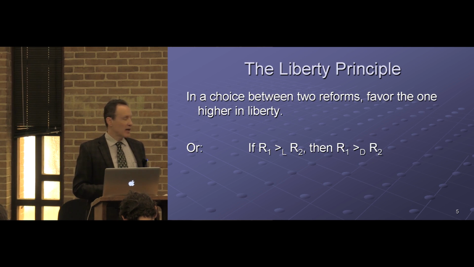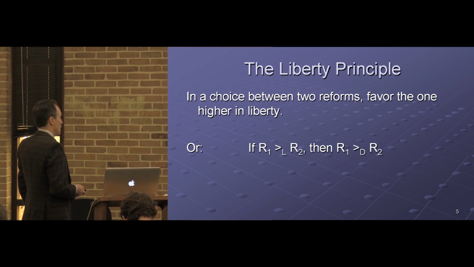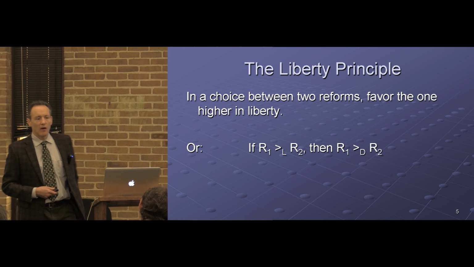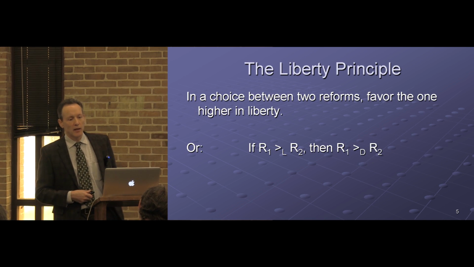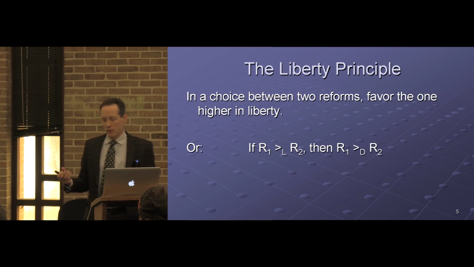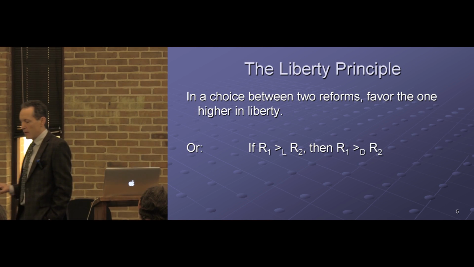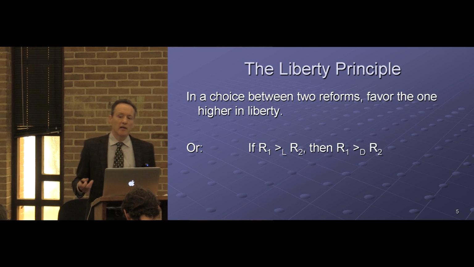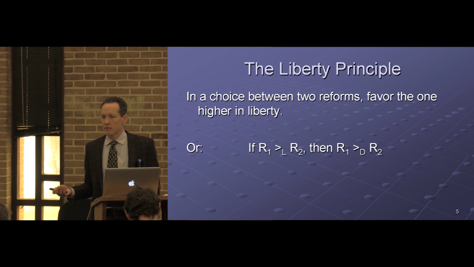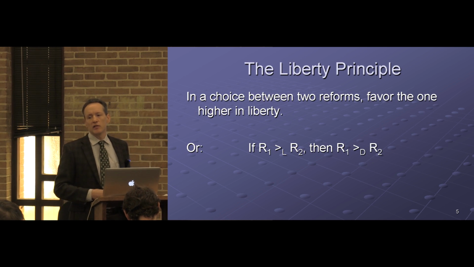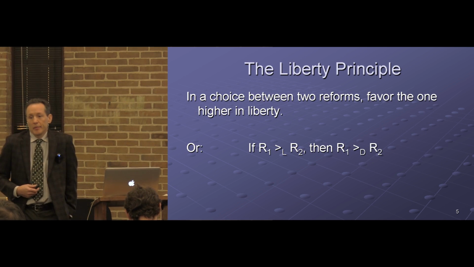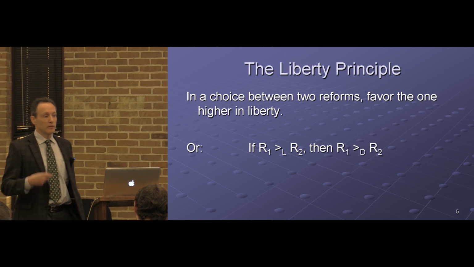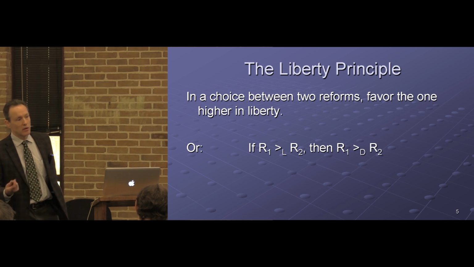Now, before going on, let me just note that there are a whole lot of possible reforms you can dream up, and it might be very hard to rank them in terms of liberty. What's higher in liberty? Abolishing the minimum wage, let's say that was R1, and R2 is, well, let's say liberalizing organ sales so that people can exchange organs for cash. Which one's higher in liberty? I don't know, but that's not usually how we actually formulate policy issues and talk about this.